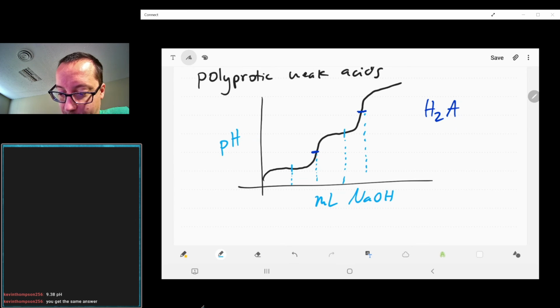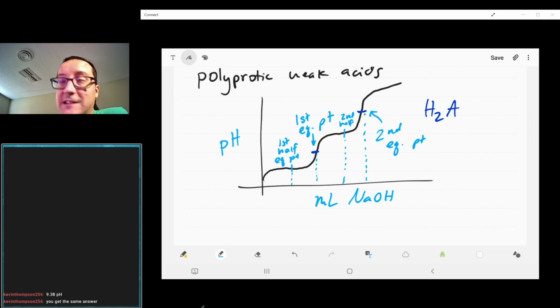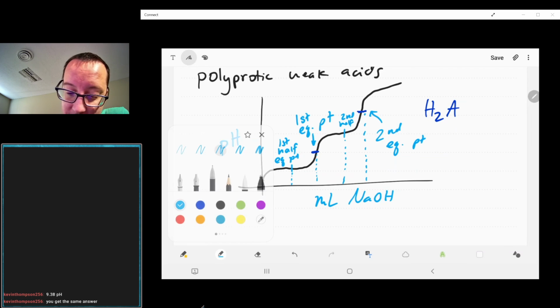So this is going to be the second equivalence point over here. We have our first equivalence point here. We have our first half equivalence point there. And I'm totally out of room, but our second half equivalence point there. It's going to be very much the same as stuff that we saw with monoprotic acids, except now it's just two graphs instead of one.